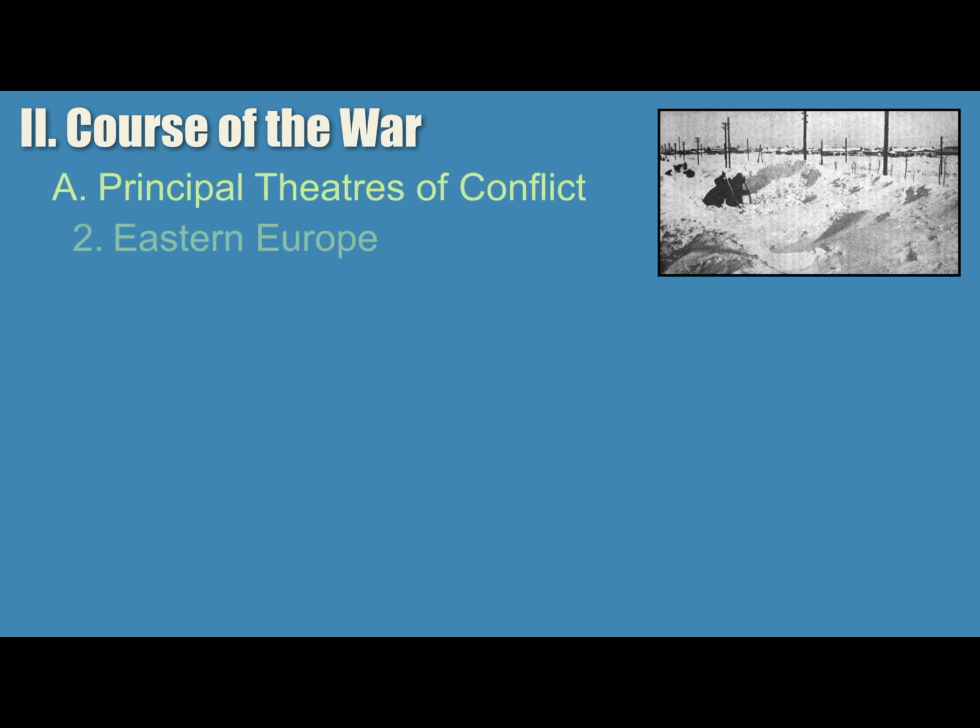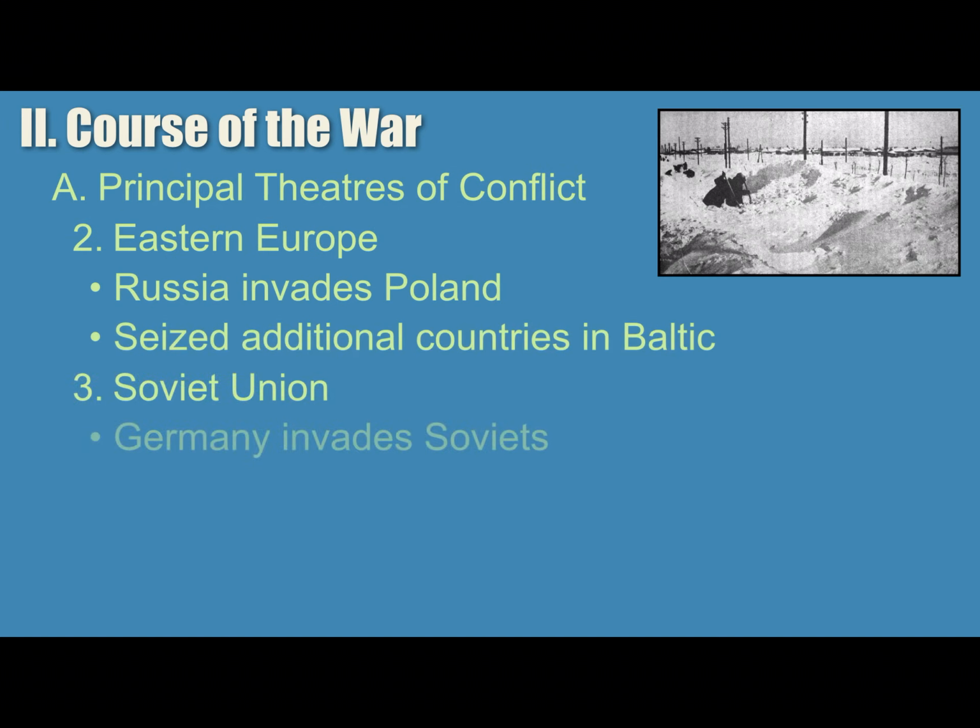The next theater of conflict, our second area, was Eastern Europe. Russia, while this is all going on, takes advantage of what's going on over in Western Europe and decides they want to invade Poland from the other side. And they quickly move into Poland. They actually capture Latvia, Lithuania, and Estonia all at the same time.